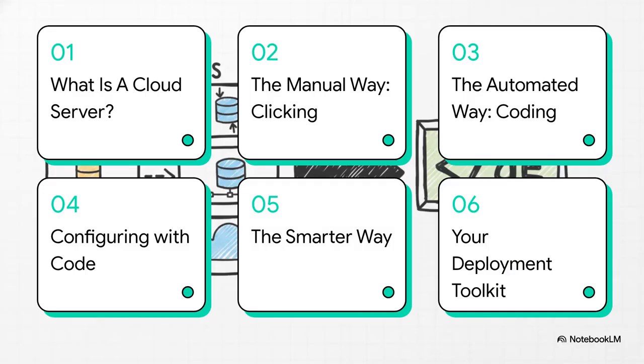First, we're going to cover the absolute basics, like what even is a cloud server. Then we'll do the manual thing, the click-by-click method. After that, we level up to the automated way, with code. We'll look at how to get your software on there, figure out the smartest way to do it, and then wrap everything up into your very own deployment tool.